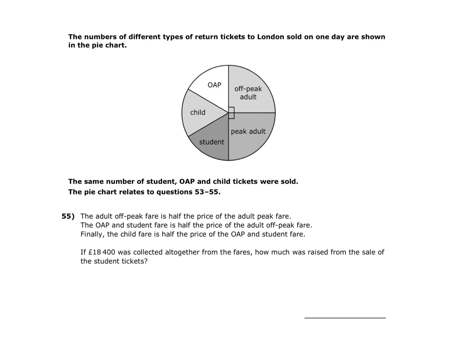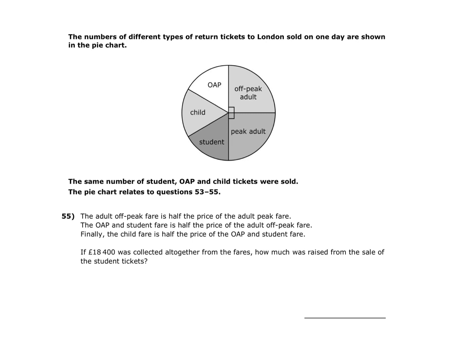The numbers of different types of return tickets to London sold on one day are shown in the pie chart. The same number of student, OAP and child tickets were sold. The pie chart relates to questions 53 to 55.